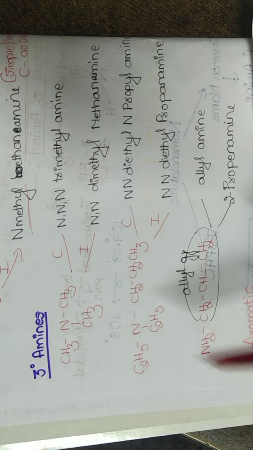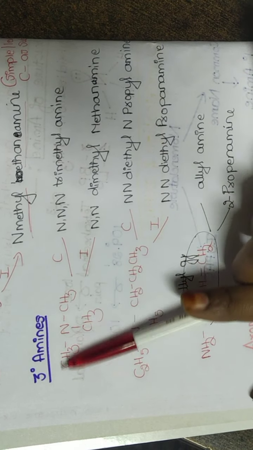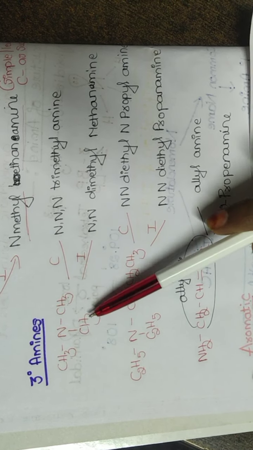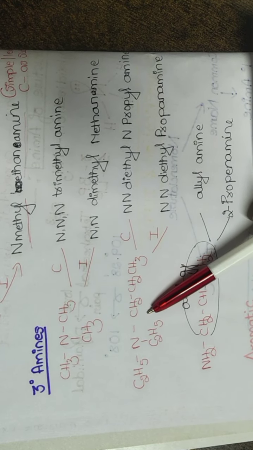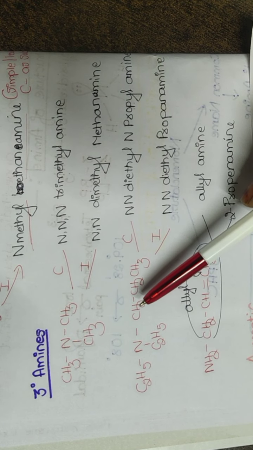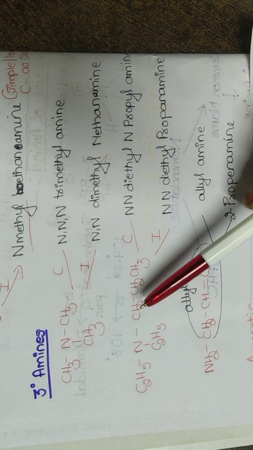So let us look at the tertiary amines. Even in the case of tertiary amines, we have two types: one is simple amine, another one is mixed amine. So we'll take examples directly and look at how to do the common nomenclature and IUPAC nomenclature.